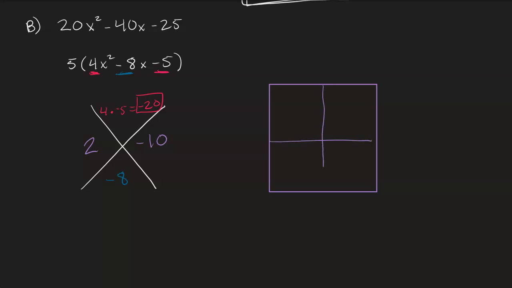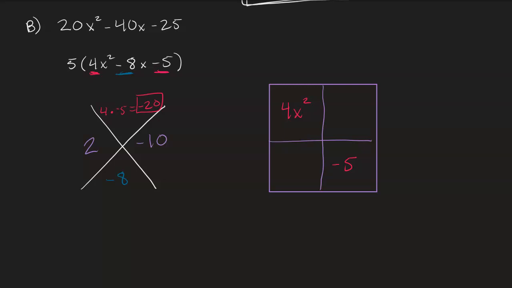Let's create the box method. And I'm going to put in my term with the A, which is the 4x squared, the term with the C. I got to keep the sign. Always make sure you put the negative 5. And now let's put my M and N.